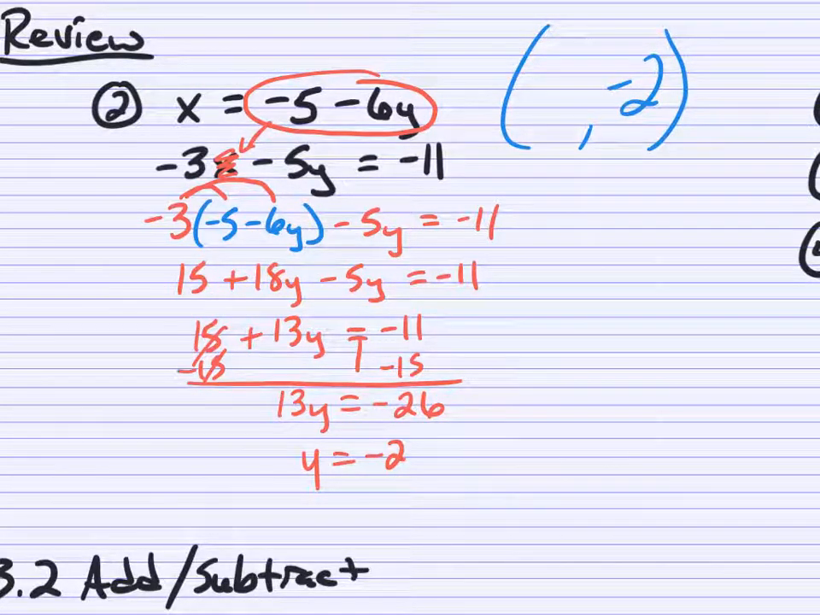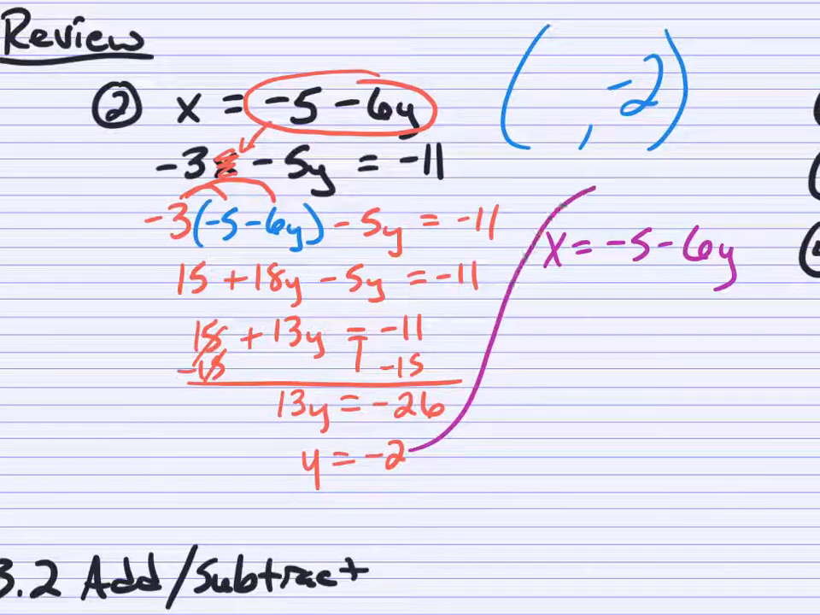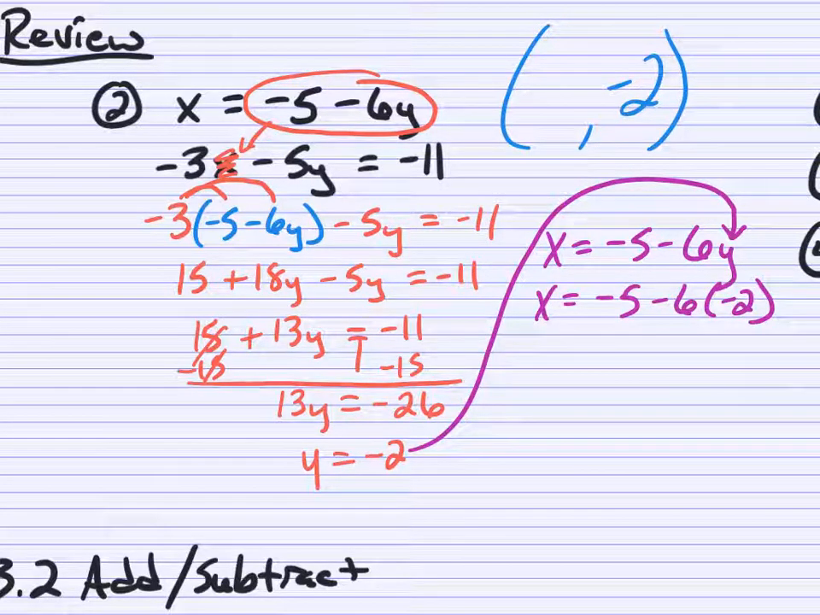Now we always have to go back and get the other variable. Which equation looks easier to you, the top or the bottom? Okay. We know that the y is negative 2, so I'm going to plug that in. So my answer is these two lines intersect at 7, negative 2.